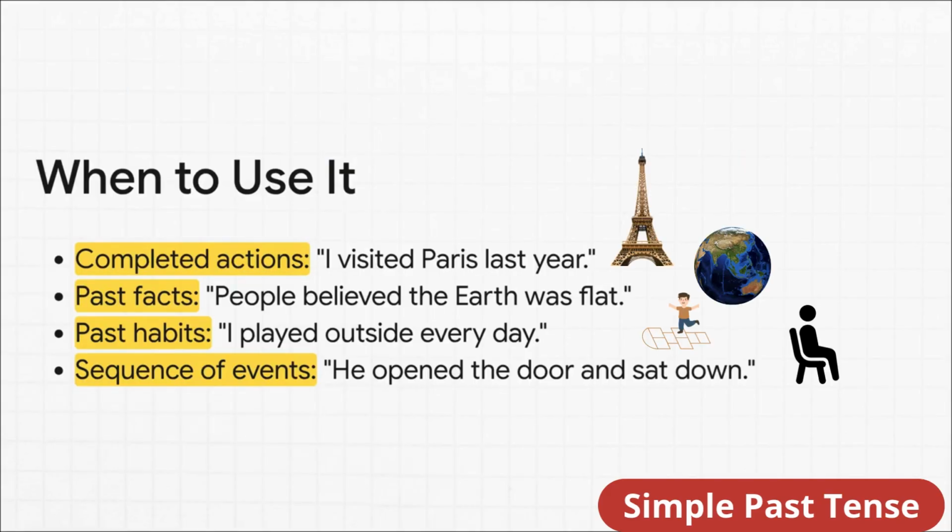So when exactly do we pull this tool out? Well, it's perfect for specific, completed actions, like "I visited Paris last year." It's also great for past facts that just aren't true anymore, you know? "People believed the earth was flat." Or for habits you used to have. "I played outside every day." And for storytelling, this is the big one, a sequence of events. "He opened the door and sat down." See that? That one little sentence tells a complete, tiny story.